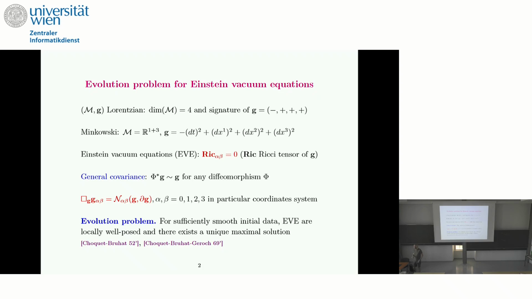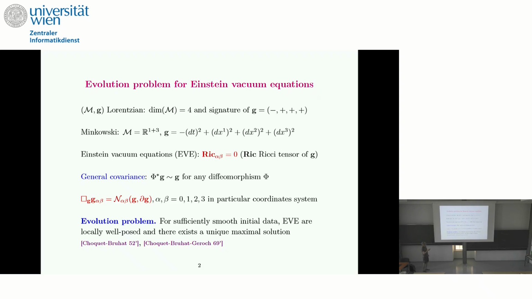Okay, so if you have suitable initial data for the Einstein vacuum equations, in particular sufficiently smooth, then you are locally well posed, and there exists a unique maximal solution. Here, what I want to look at is the stability of a particular stationary solution, or rather a family of stationary solutions. So you have already one on this slide.